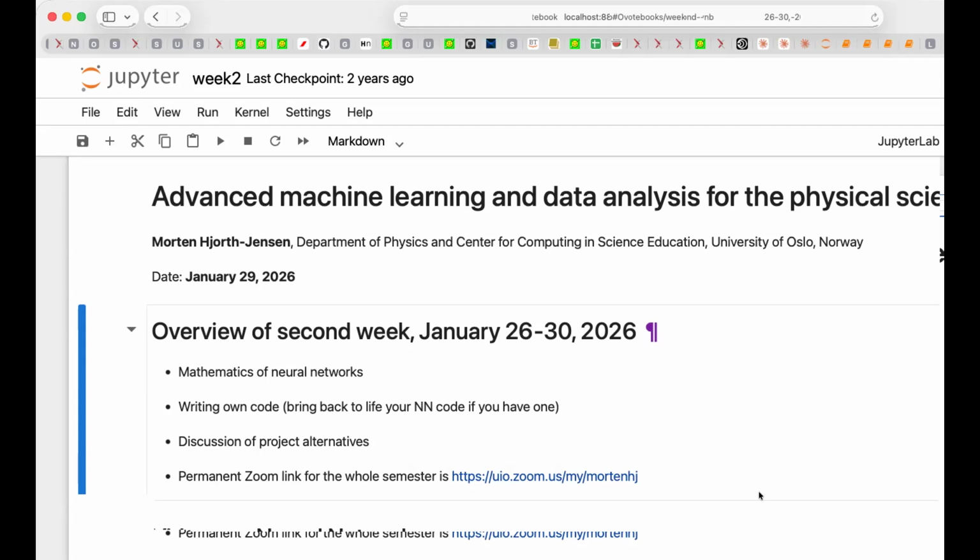Then, as we said last week, one of the tasks was to bring back to life, if you have one, your neural network code, and just look it over and remind yourself about technicalities. And then the other task was to start thinking about the projects.